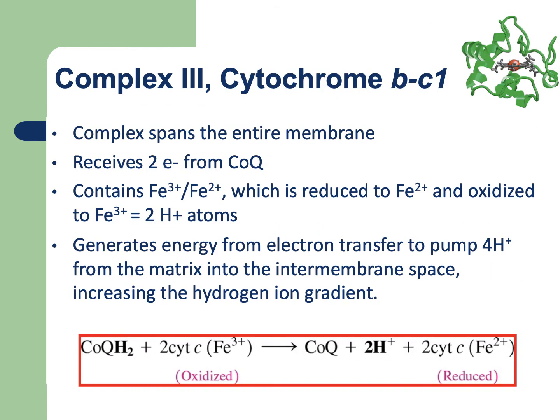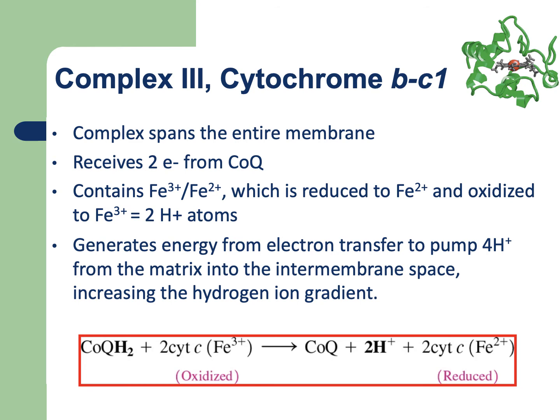The next complex is complex 3, cytochrome BC1. And this complex does span the entire membrane, so it is a large membrane protein. Remember, it also is an enzyme. So it receives 2 electrons from ubiquinone, or coenzyme Q, and it also contains iron. So it contains a cofactor here, which is reduced to Fe2+ and oxidized to Fe3+.